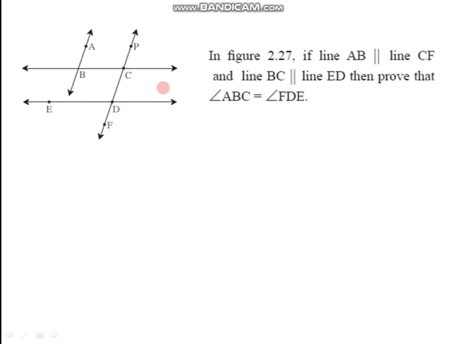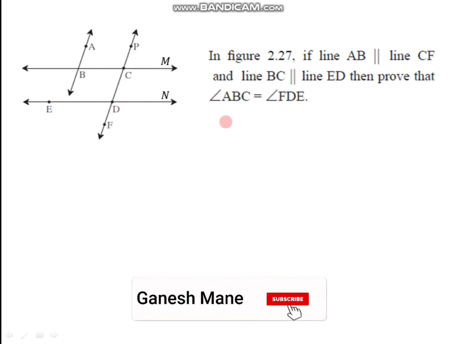Now to prove this, we need two more points on these given lines. So let us have another point on line BC, let that point be M, and another point on line ED, let it be N. By having these two points, we are going to start the proof.